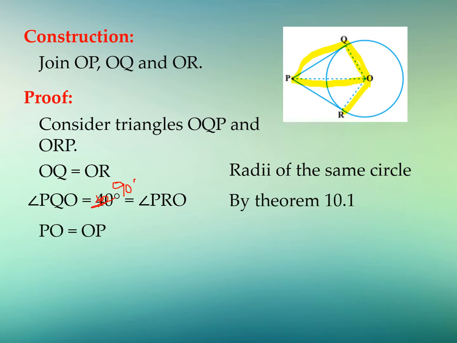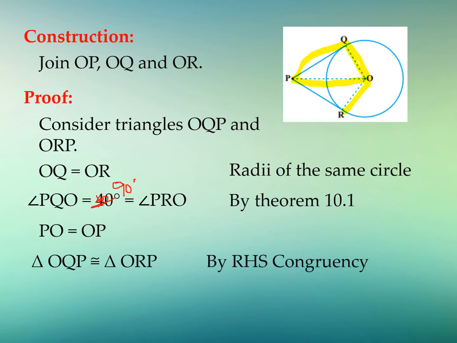So what else we have? Now PO and OP are equal. You can see PO is same as OP. So you have two right triangles in which you have proved the hypotenuse. PO is the hypotenuse of these two right triangles. So you have proved the hypotenuses of these two triangles are equal, and OQ and OR, one of the legs of these two right triangles, are equal. So this tells you that these two triangles are congruent because of RHS congruency.